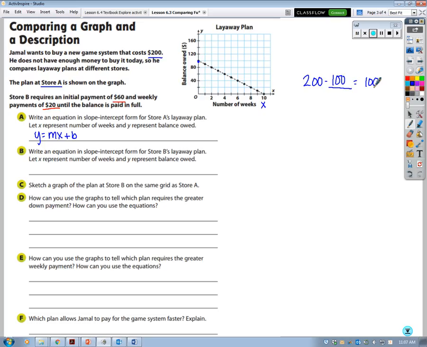So this is our remaining amount to pay. Okay, so that's our b value. And that's where it starts. There's $100 left to pay after he paid $100 towards the $200 total payment.